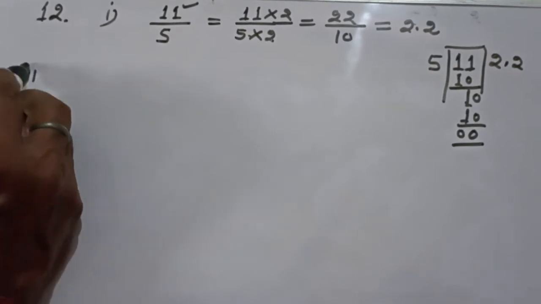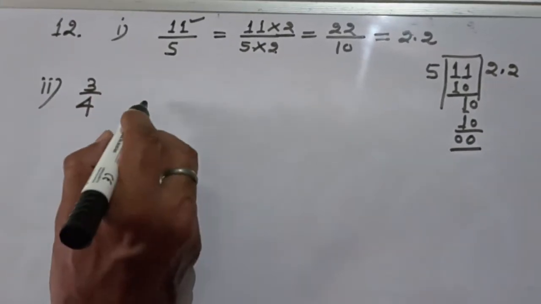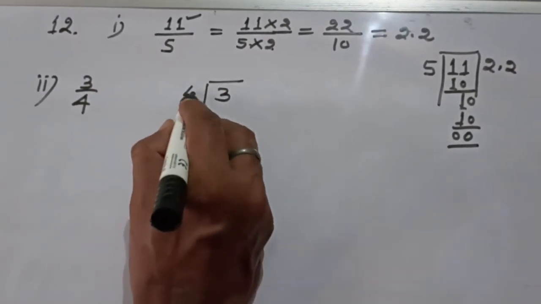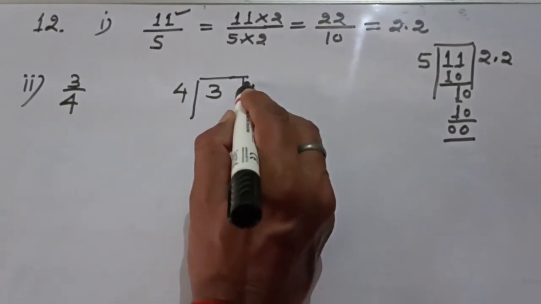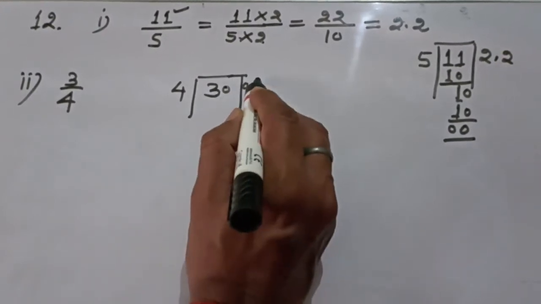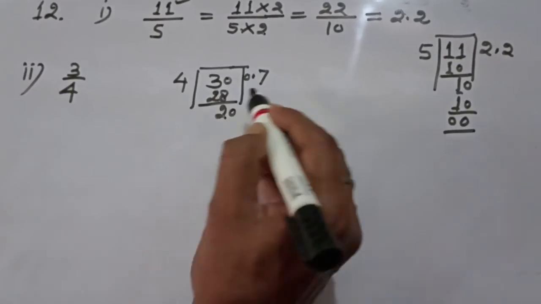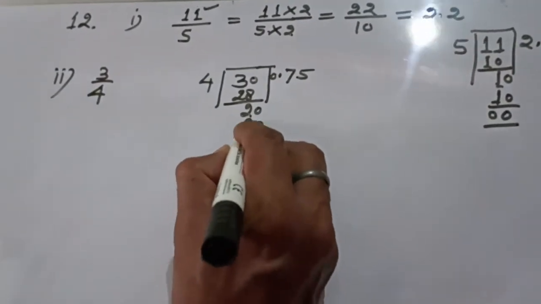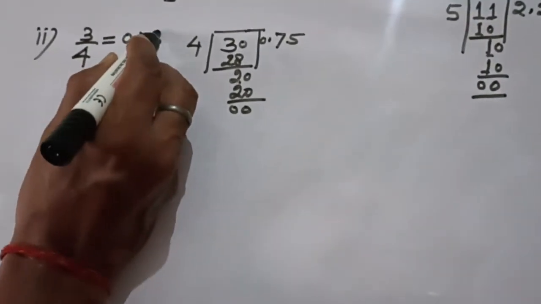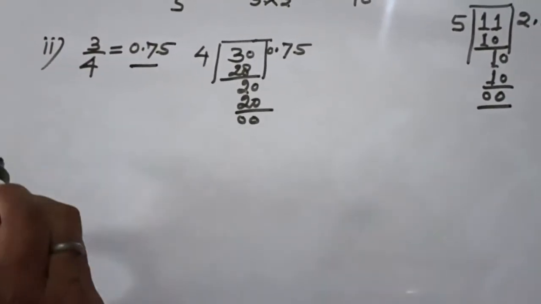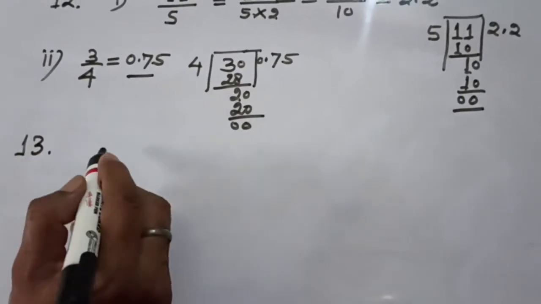Now second part, 3 by 4. You can divide 3 by 4 directly. 3 is less than 4, so point, there will be 0, 4 sevens are 28, and then 2 is left, 4 fives are 20. So directly you can write 0.75. So in this way you can do this also. Other parts you try to do.